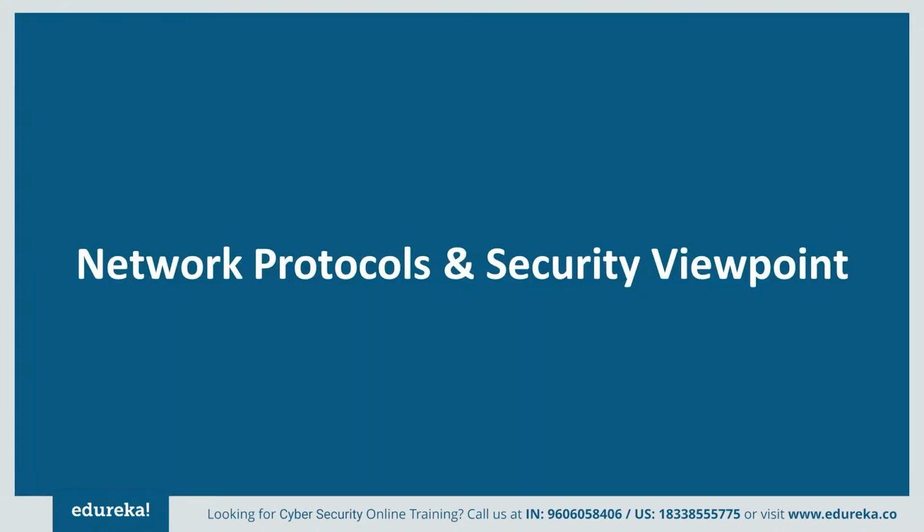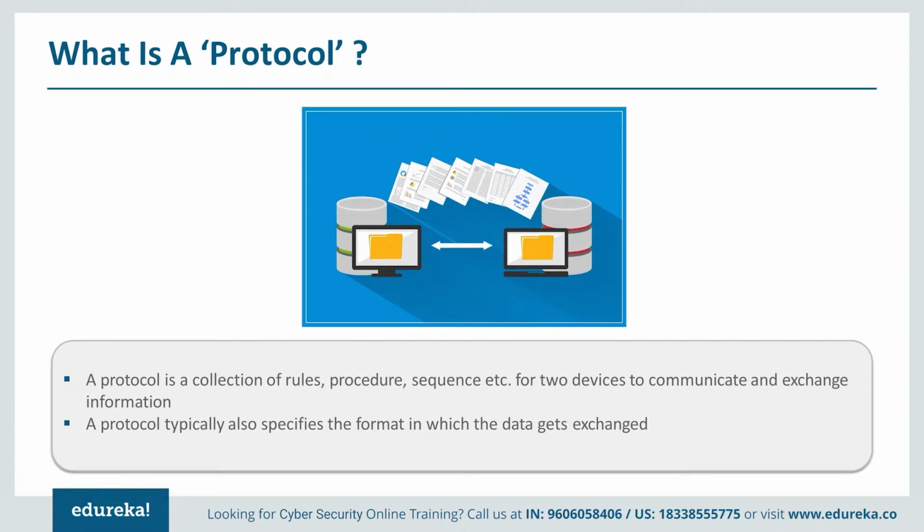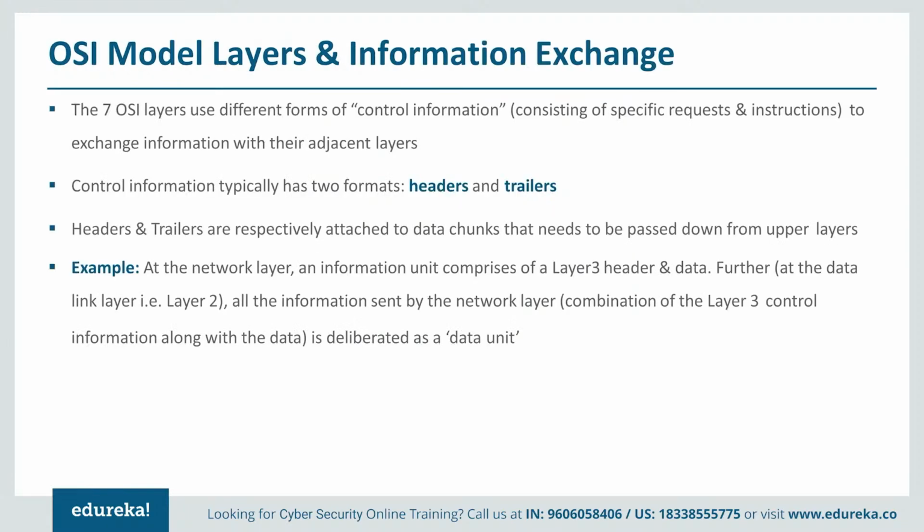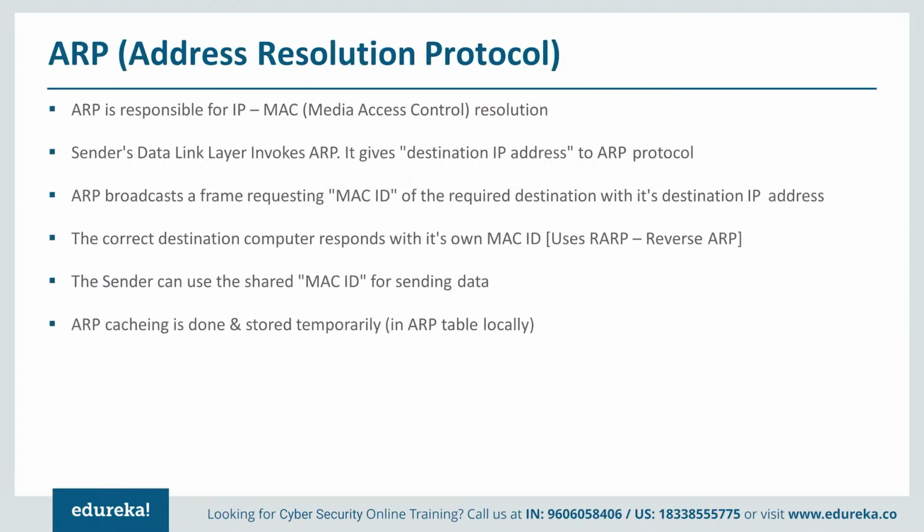Network protocols and security viewpoint. What is a set of instructions? A protocol is nothing but a set of instructions on how to move data from device to device. So the OSI model is the fundamental that makes it possible for any device from any vendor to communicate and connect to another network. Typically, it uses headers and trailers so that it is easy for the data to be sent from one layer to another layer and to move across.